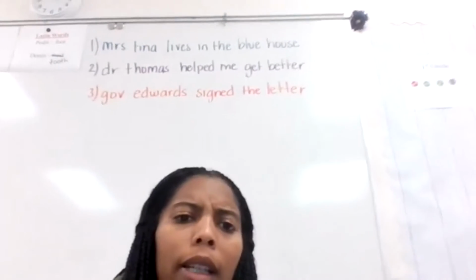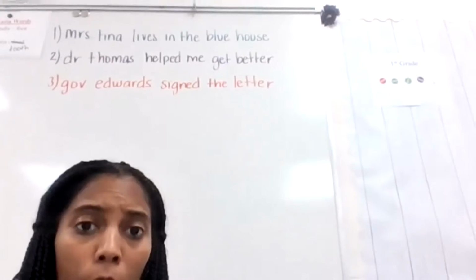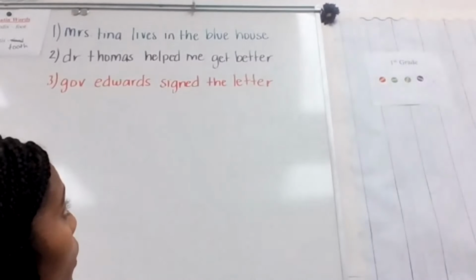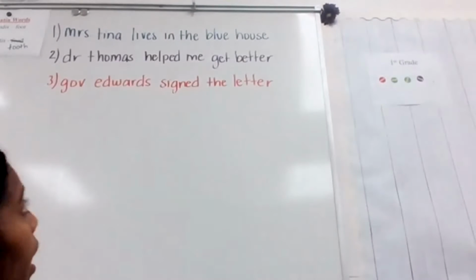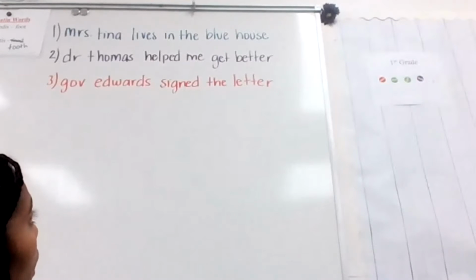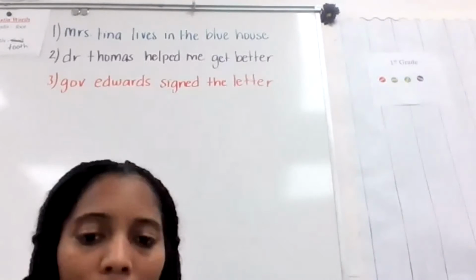All right, so we'll go ahead. I have 3 sentences up here. You can do all 3 just like yesterday. So number 1 says, Mrs. Tina lives in the blue house. Number 2 says, Dr. Thomas helped me get better. And number 3 says, Gov. Edwards signed the letter.